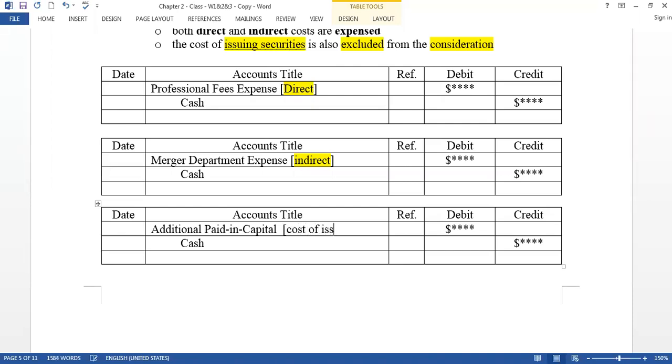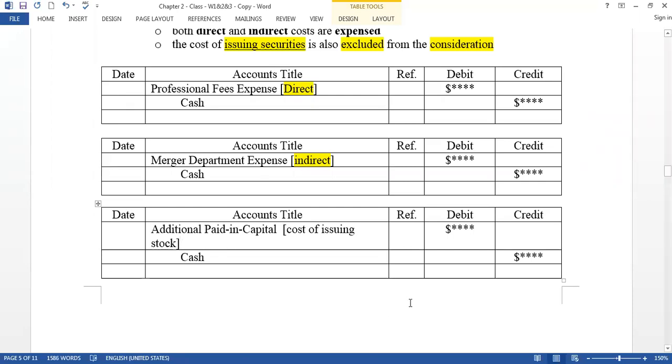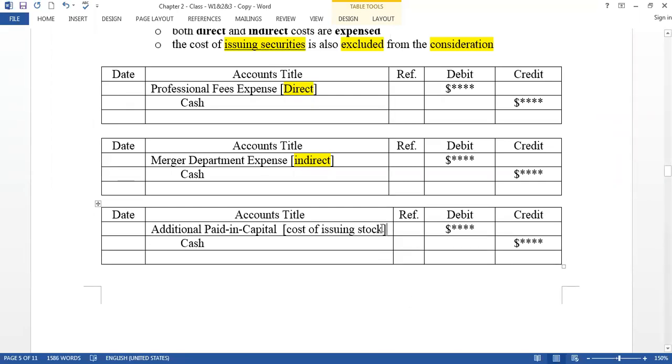of issuing stock, something like this. Cost of issuing a stock. So when you issue a stock, if you have some additional cost, then we are going to record additional paid in capital, debit side. And if you have a gain, then additional paid in capital credit.